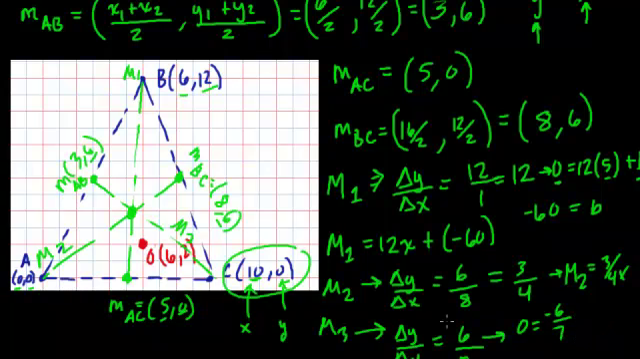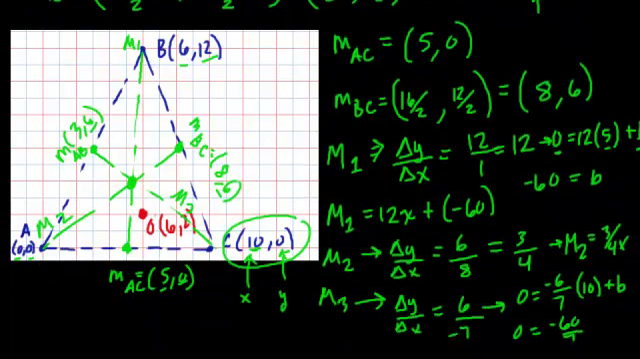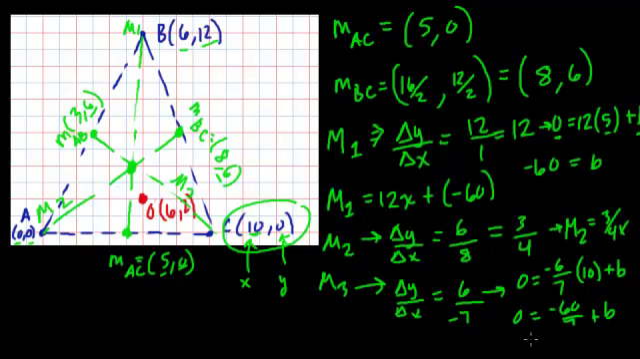But we already know what x is. X is 10 at this point, so it's negative 6 over 7 times 10 plus something gives you 0. Simplifying a little bit, we get 0 equals negative 60 over 7, plus b, and that equals 0, so b has to equal positive 60 over 7. That's our b value. So our equation for this line is negative 6/7, the slope, times x plus 60 over 7.